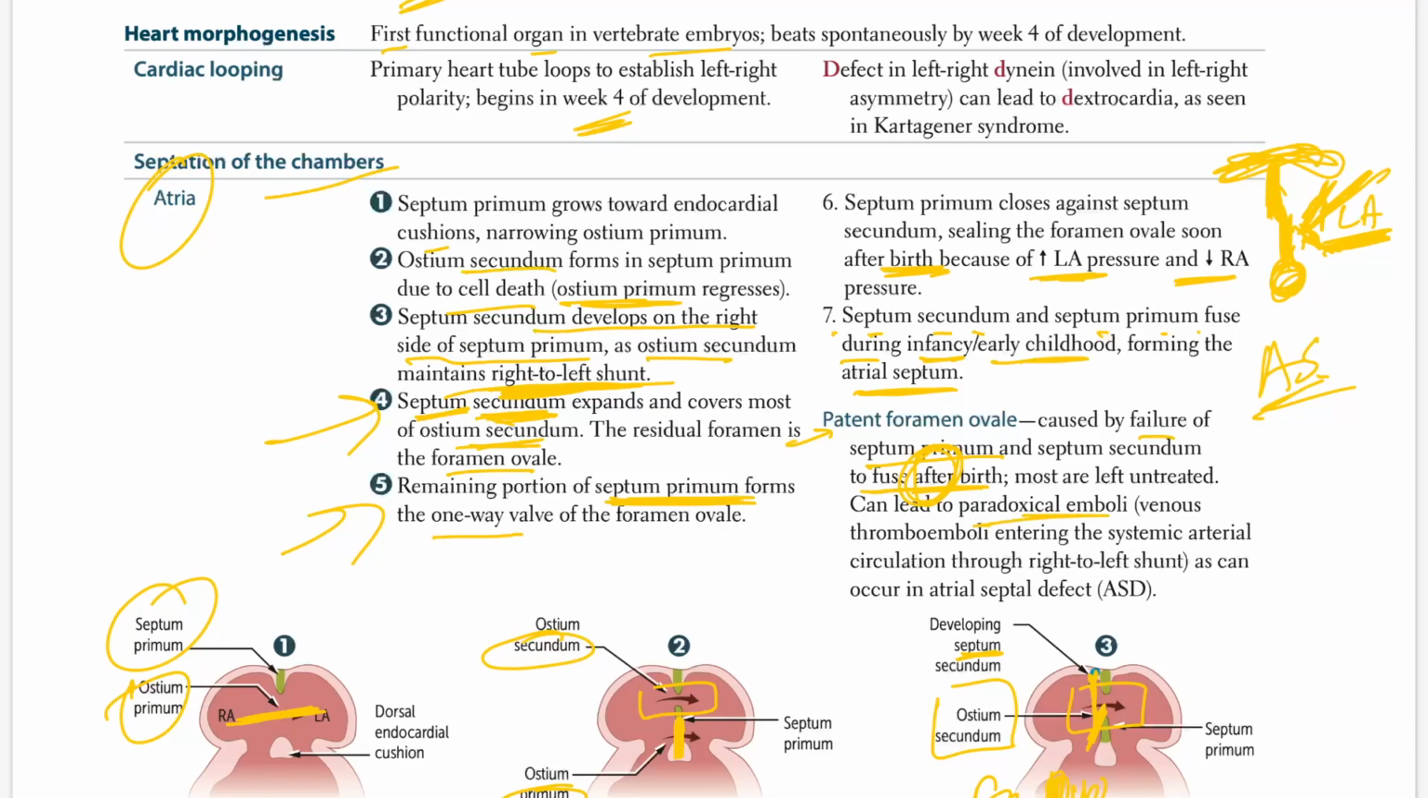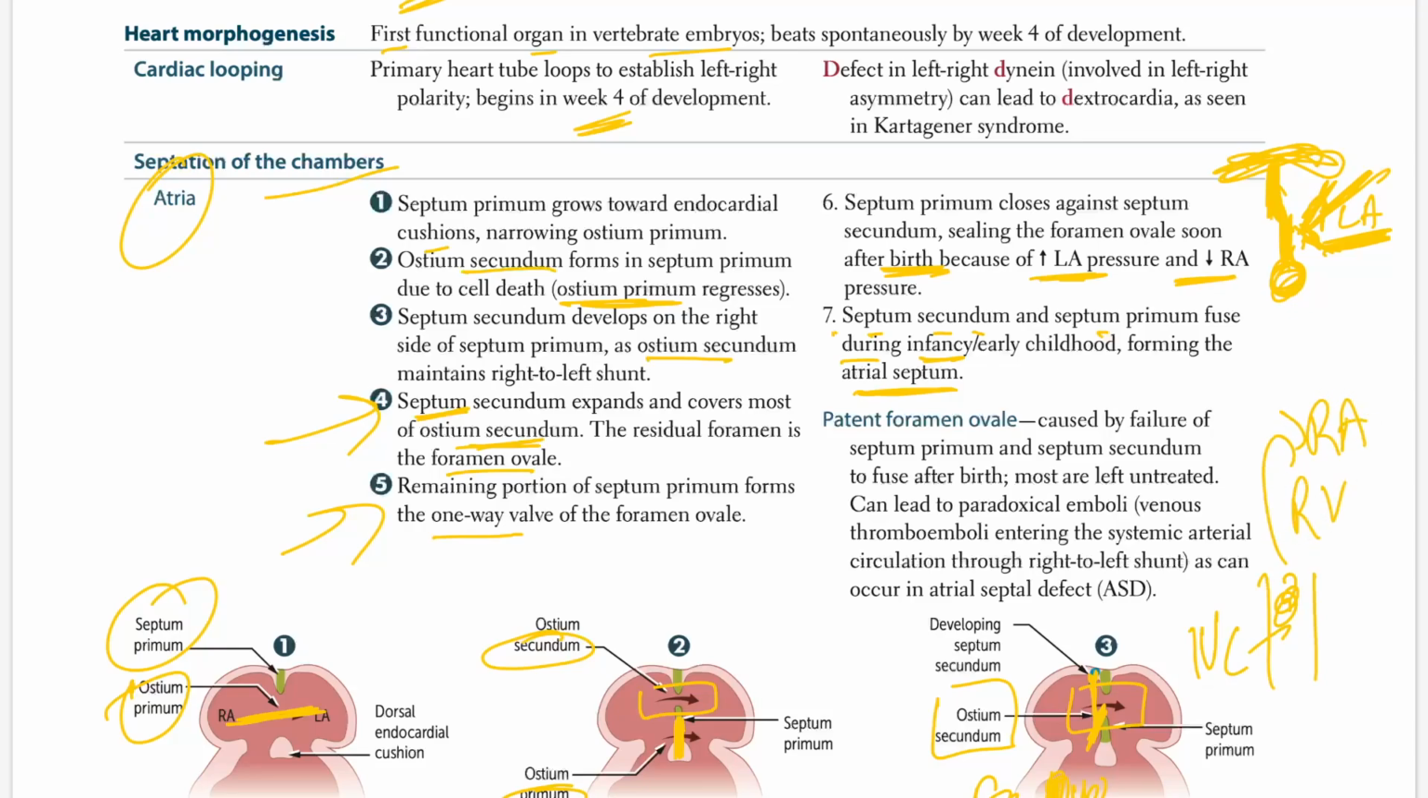What is paradoxical emboli? Let's read about it. It is a venous thromboembolus entering the systemic arterial circulation through a right to left shunt. It can occur in atrial septal defect as well. So simple things, very high yield though. What is this? So they're saying, let's say this is the inferior vena cava, right?